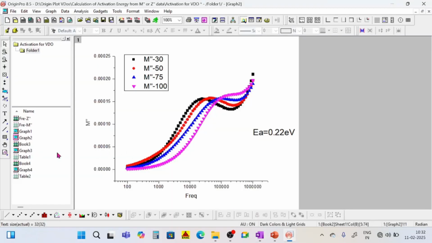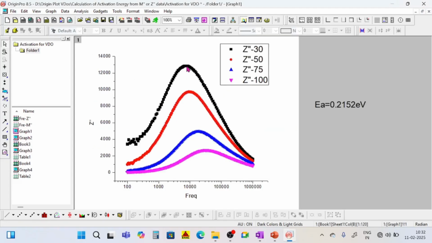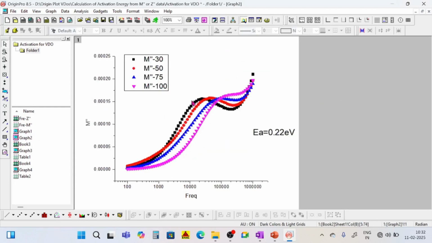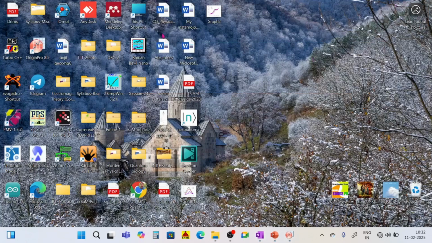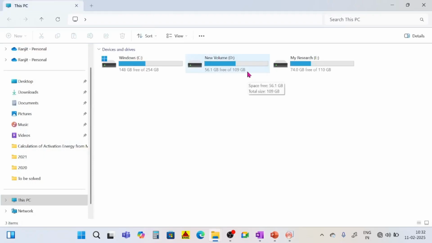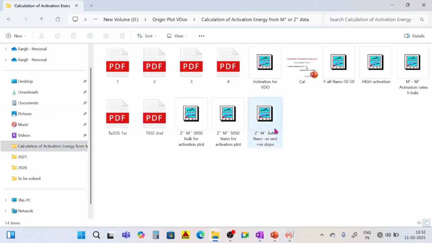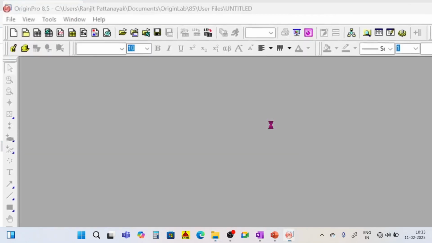If I consider this data, the peak shifts towards the right side. Either consider Z double prime or M double prime data, the peak shifted towards the right side with increase of temperature, or the peak shifted to the higher frequency side with increase of temperature. But for all samples, it is not so. It may be shifted towards the left. I'm going to show you another data I have. Just wait.